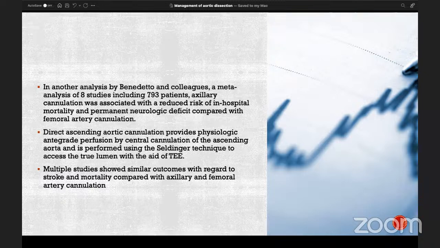Direct aortic cannulation actually provides a more physiological antegrade perfusion by cannulating the ascending aorta, and it's usually performed through a Seldinger technique with the aid of transesophageal echo. Many studies have shown a similar outcome with regard to stroke and mortality when comparing axillary and central cannulation, not the femoral cannulation.